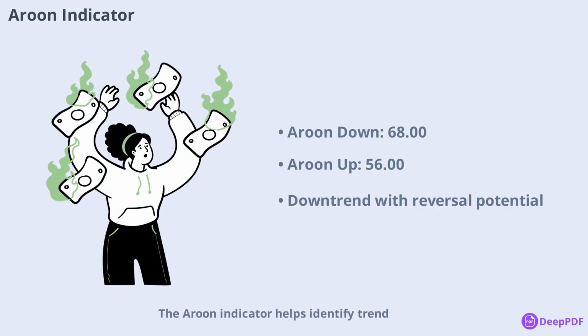The Aroon indicator helps identify trend changes and the strength of trends. For SNGX, Aroon down is at 68 and Aroon up at 56, resulting in an Aroon oscillator value of minus 21.43. This negative value suggests that the stock has been in a downtrend, but the relatively high Aroon up indicates that a reversal could be possible if momentum shifts.